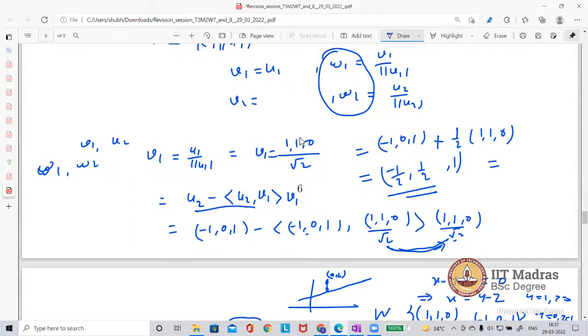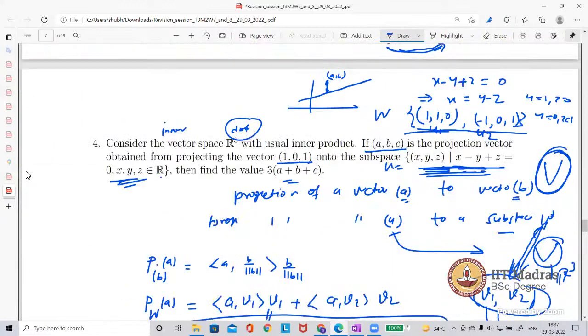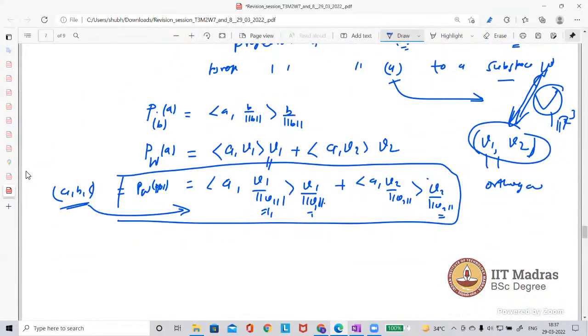Whatever norm comes, it will be root over 9 by 4, so 3 by 2. Then it will become 2 by 3 times minus 1 by 2, 1 by 2, and 1. So the first one you got is 1, 1, 0 upon root 2, and the second one is this one. Let's say this is W1 and this is W2.